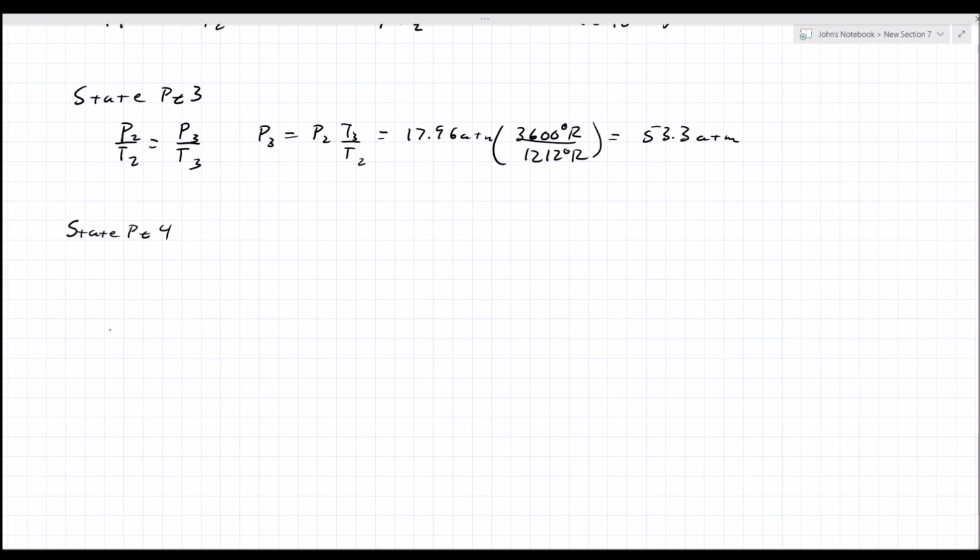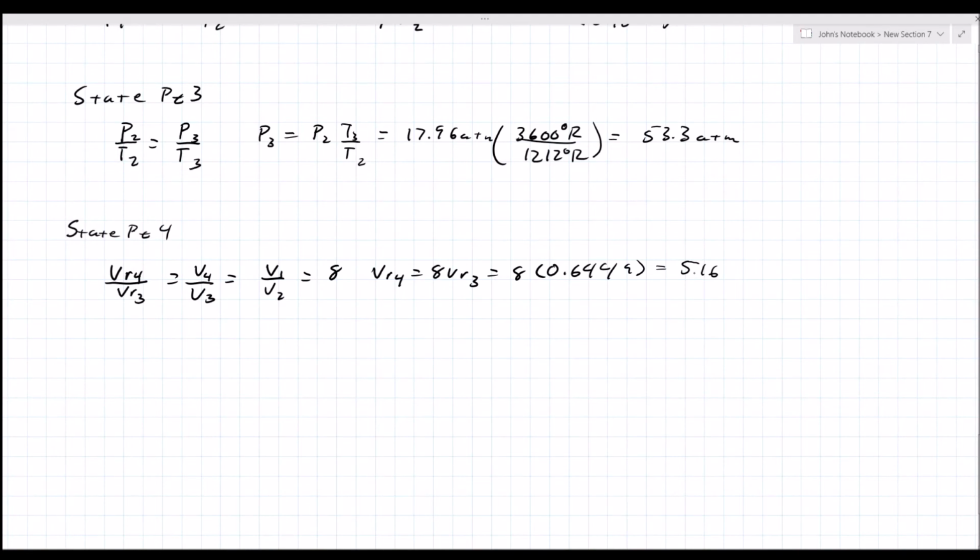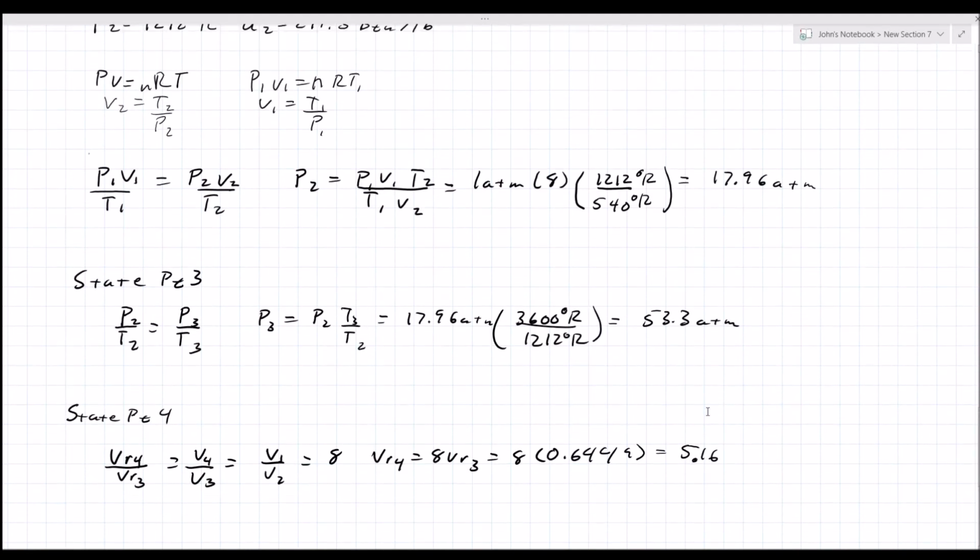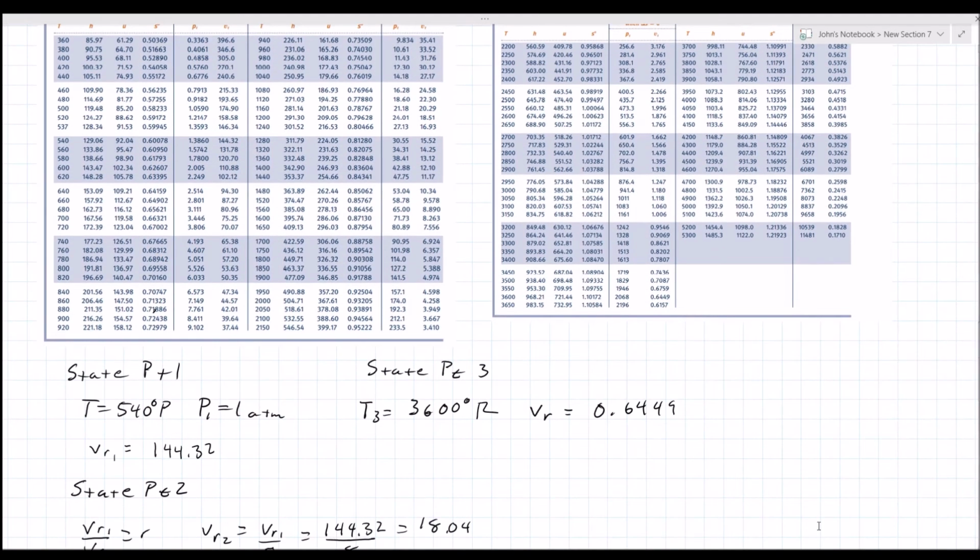All right, so we have VR4 over VR3 is going to be equal to V4 over V3, which is equal to V1 over V2, which is equal to 8. So VR4 is equal to 8 VR3, 8 times the value I got above from the table, 0.6449, equal to 5.16. Go up to the chart, look for 5.16.